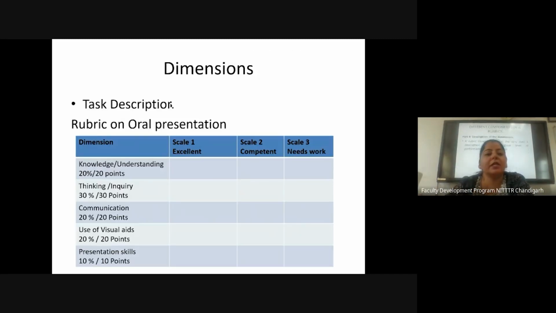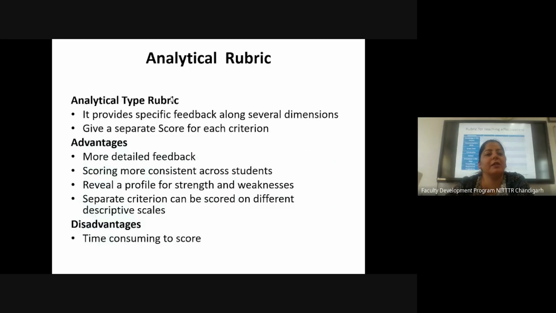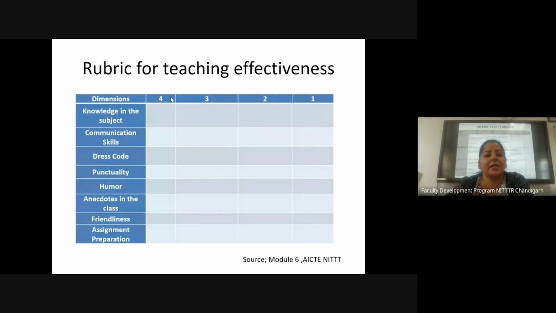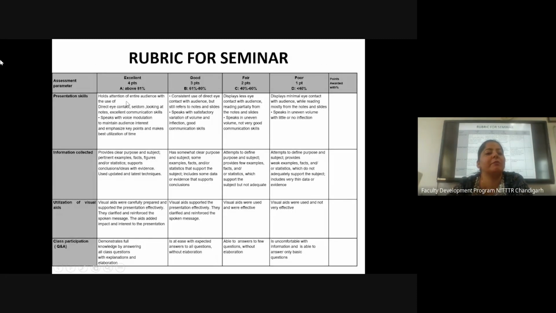So when I'm saying communication skill, say for example, what comes in excellent communication in a presentation? Hold attention of the entire audience with the use of direct eye contact, seldom looking at notes, excellent in terms of communication skill, speaks with voice modulation to maintain audience interest and emphasize key points, and makes best utilization of time. If he or she is displaying this kind of presentation skill, that person is in the excellent category.